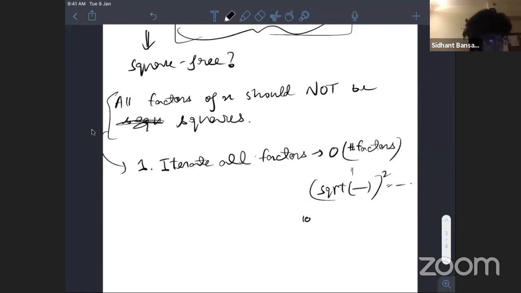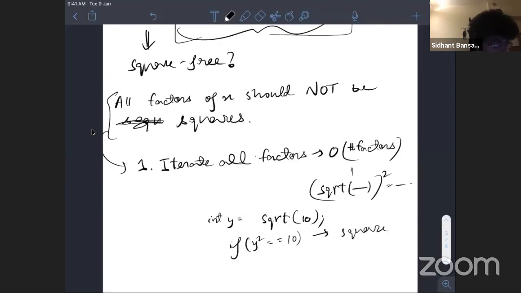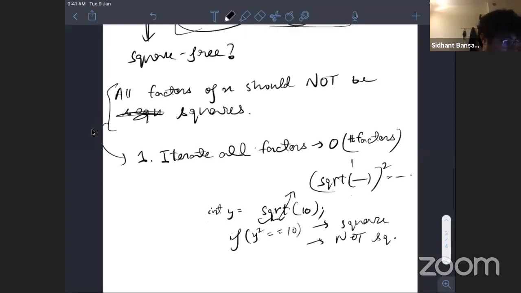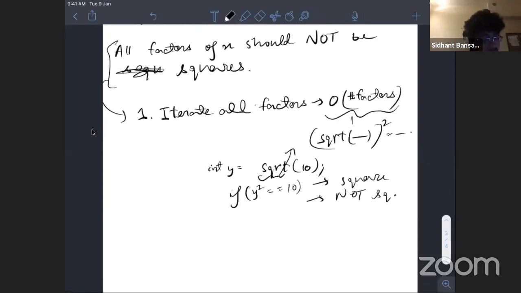Let's say you want to check, is 10 a square number or not? Then you can do y equals int of square root of 10, and then you say, if y squared equals 10, then it's a square. Otherwise, it's not a square. That's it. Obviously, the square root method is reasonably fast, but it's still not O(1). But it's good enough. So the complexity will be order number of factors.